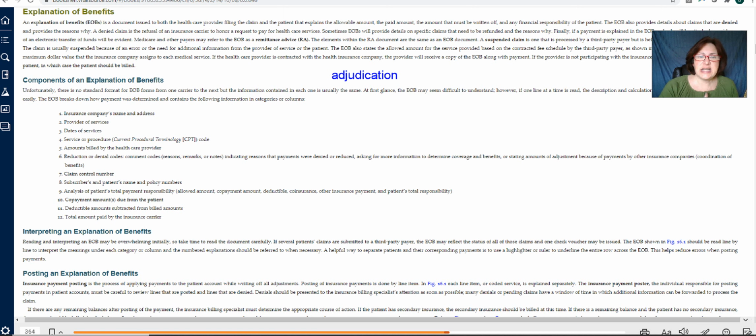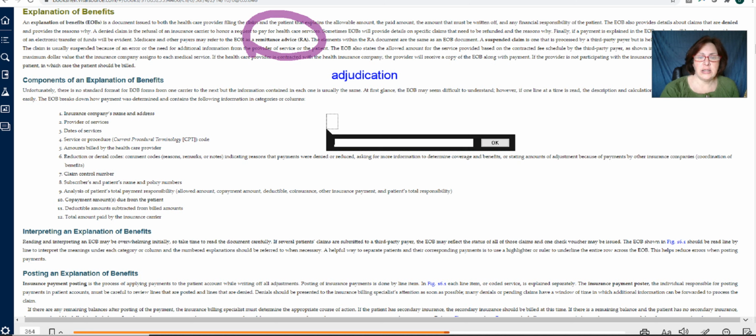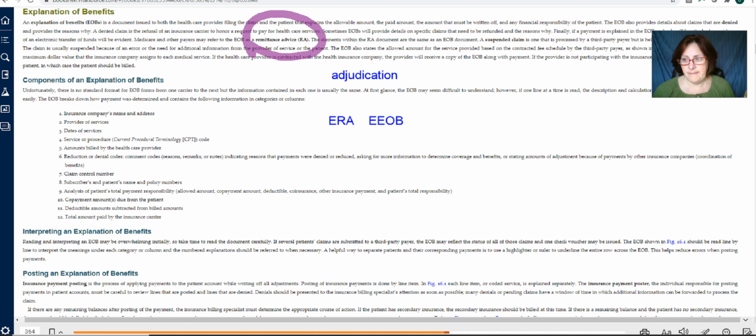So we have sent the claim into the insurance. They adjudicated it and sent me a response. That's the EOB. Sometimes insurances will call it an RA, remittance advice. It means the same thing. This document could be sent to me paper in the mail or electronically through a variety of methods. So sometimes you will see it called an ERA, electronic remittance advice, or an EEOB, electronic explanation of benefits. They are all the same thing.